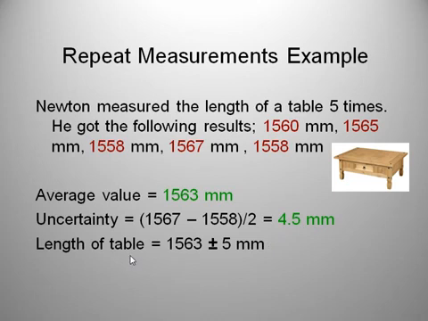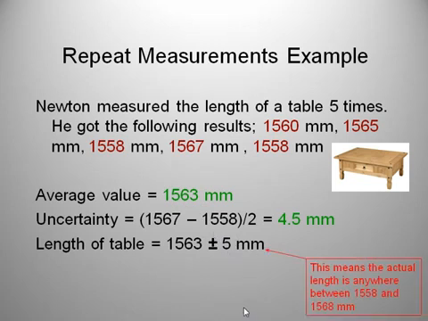So we report the length of the table to be our average, 1563, plus or minus, remember we must have one significant figure here, 5 millimeters. So this means that the true result could be anywhere within that range of 1558 to 68.